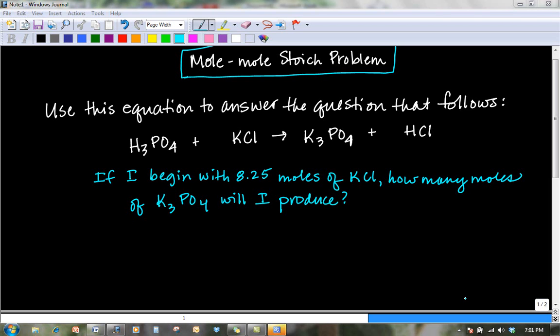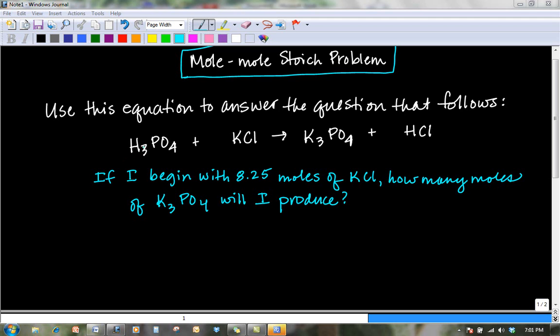Hello chemistry students, this is a video to review how to solve mole-to-mole stoichiometry problems. The very first thing in any stoichiometry problem is you need to look at the equation that you're given and make sure that it's balanced. Just by glancing at this, I can see that my hydrogens aren't balanced and my potassiums are not balanced. So I'm going to go ahead and do that first.